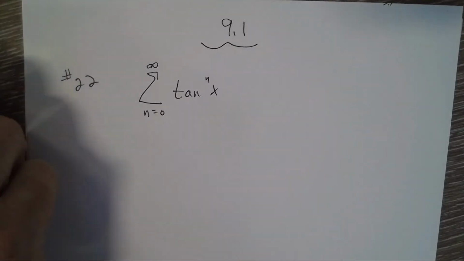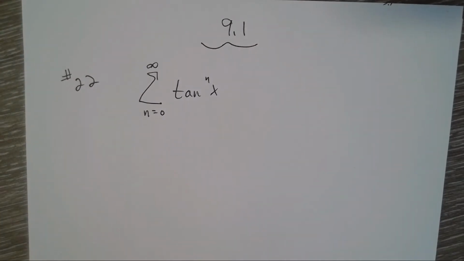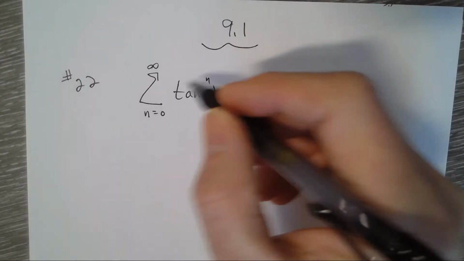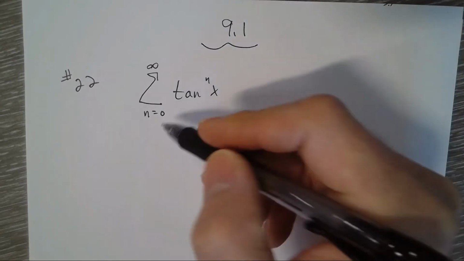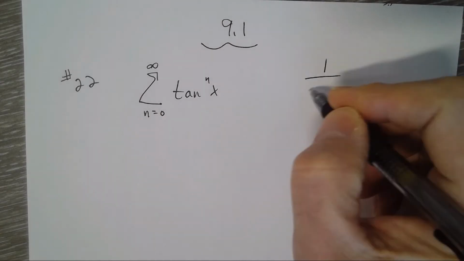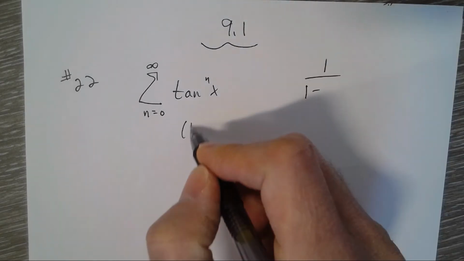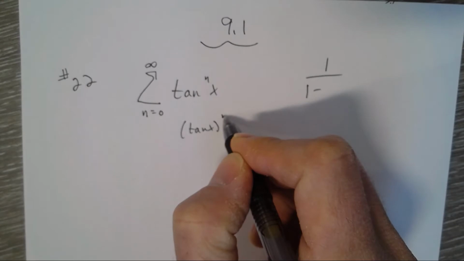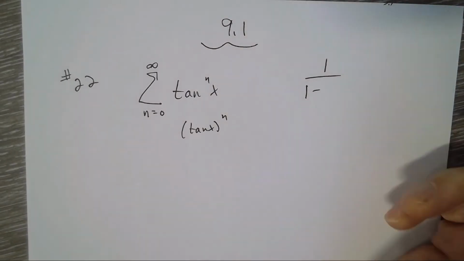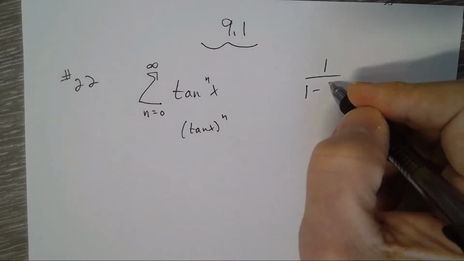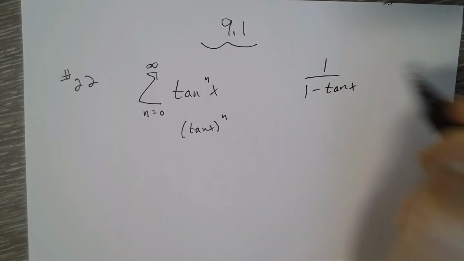9.1, number 22, find the values of x for which the geometric series converges. Find the function of x it represents. So our initial term, if I plug 0 in, is going to be 1 over 1 minus r. So it's tangent of x to the nth power. So that's what I'm multiplying by every single time. So that's my r. So it becomes 1 over 1 minus tangent x.